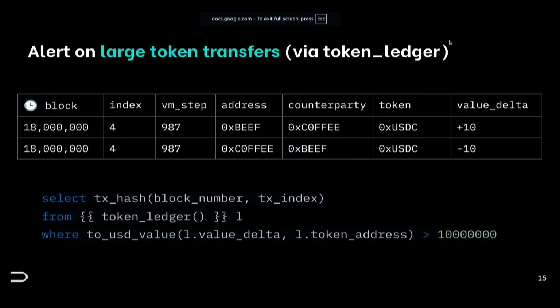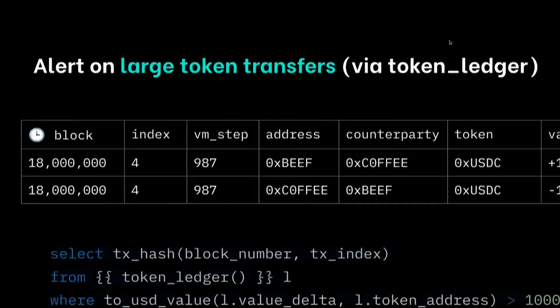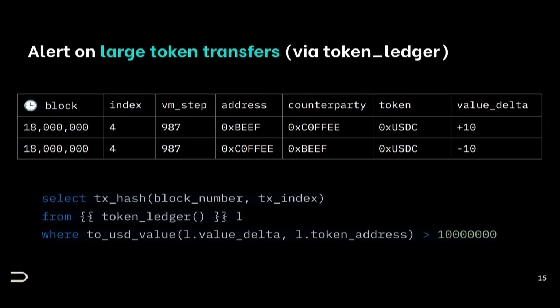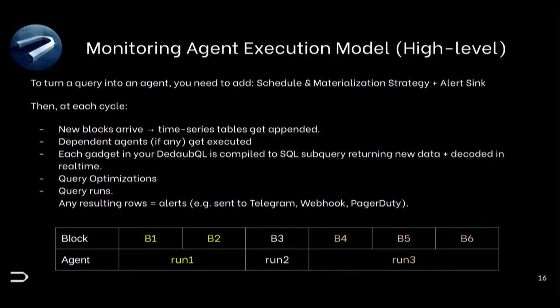But let's get back a little bit over here, and I'll explain token ledger a little bit more. So in token ledger, we have 2 entries per transfer. We have 1 entry from beef to coffee, and 1 entry from coffee to beef. And if you notice, the value deltas are in different directions. And this is useful, again, to compute things such as net transfers.